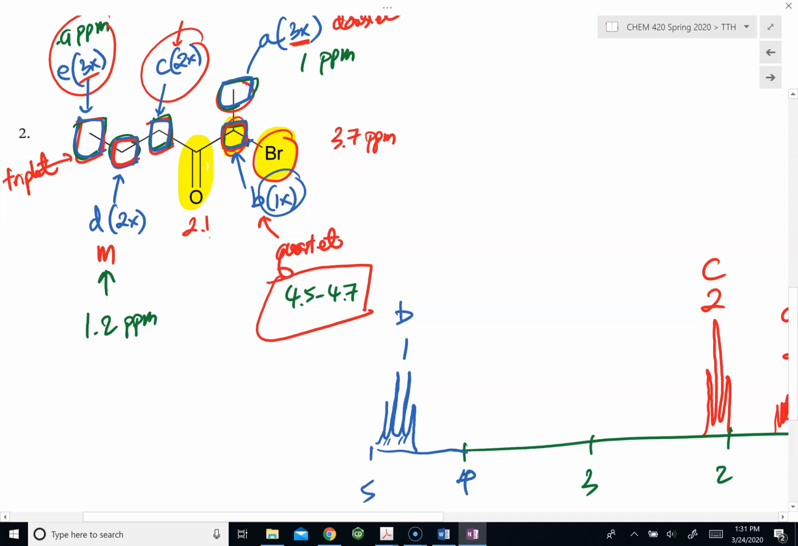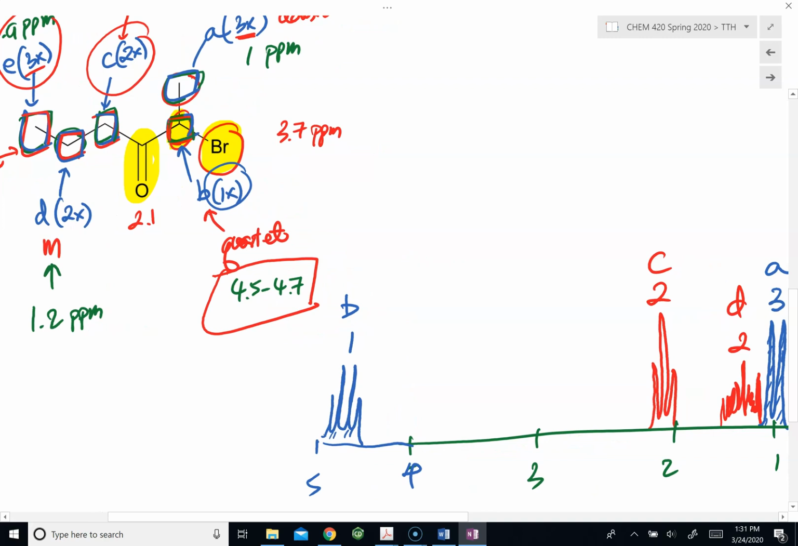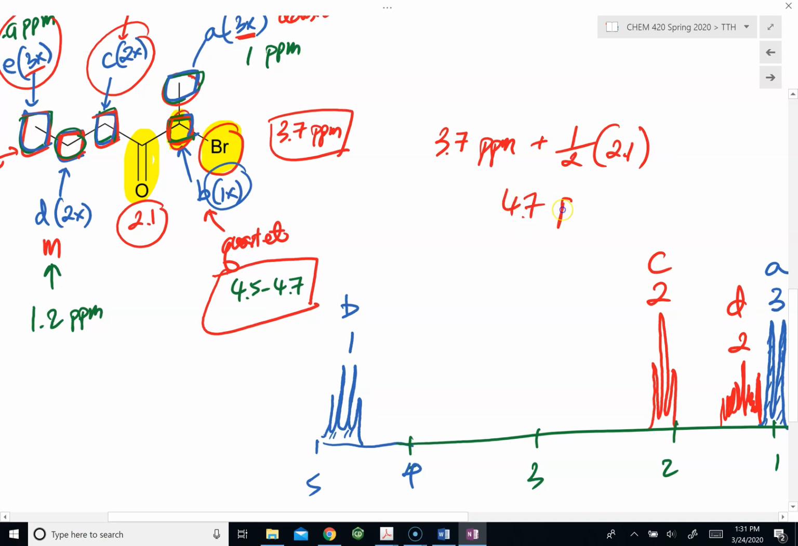So we need to add them together. But we cannot add them together directly. This is how we would add them together. We would take the bigger value plus 1/2 of the smaller value. So in this case, 3.7 ppm plus 1/2 of 2.1 ppm, the smaller value, which equals about 4.7 ppm. So that's how we would approximate the chemical shift whenever we have a hydrogen connected to different electron withdrawing groups. We take the higher value and we add 1/2 of the smaller value, and that will give us a good approximation.